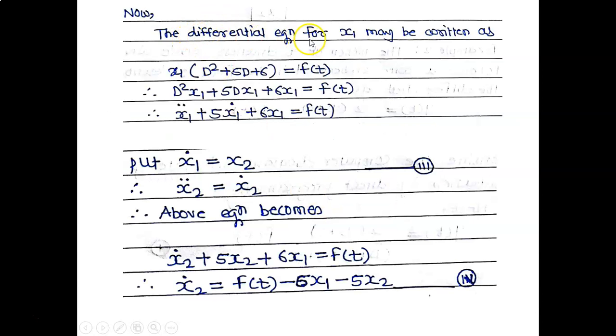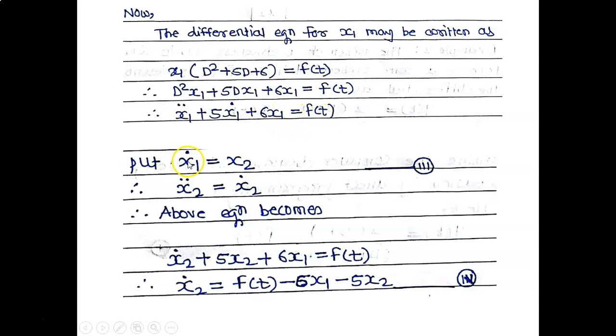Now the differential equation for x1 may be written as, x1 into (D square plus 5D plus 6) is equal to f(t). Therefore D square x1 plus 5D x1 plus 6x1 is equal to f(t). Capital D means d by dt, therefore D square means d2 divided by dt square. Therefore x1 double dot plus 5x1 dot plus 6x1 is equal to f(t).